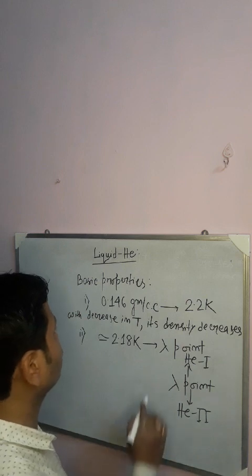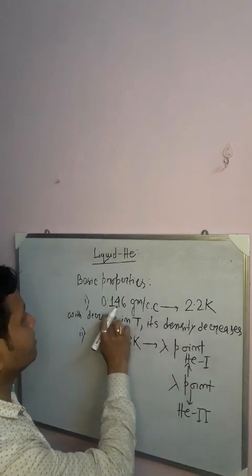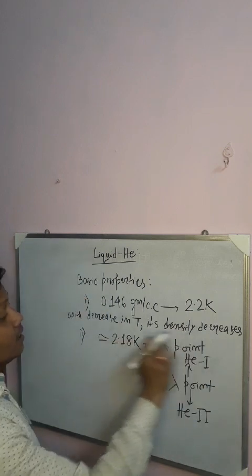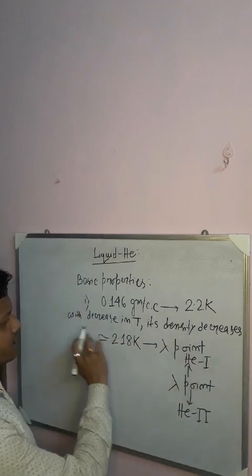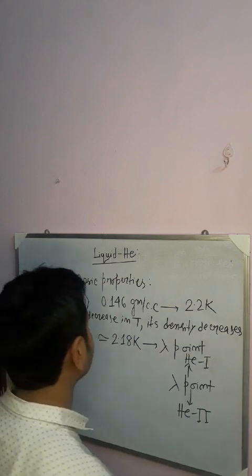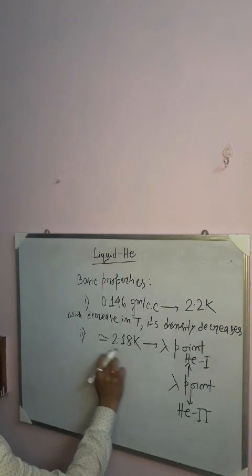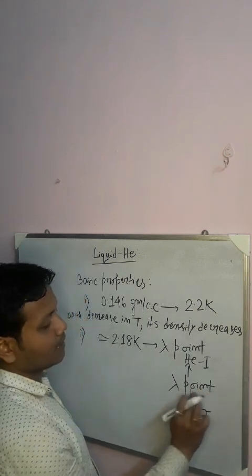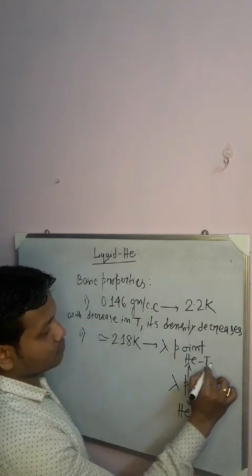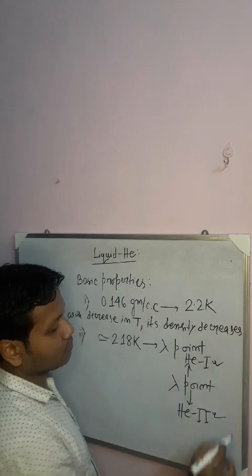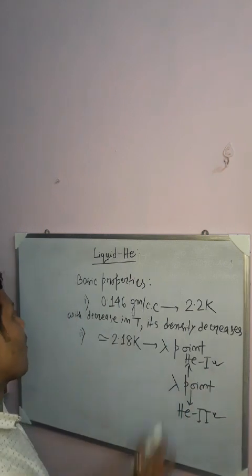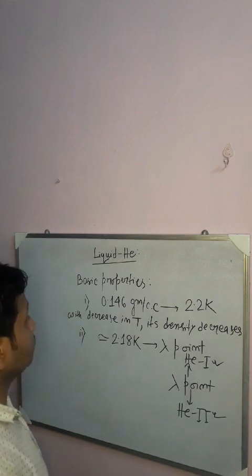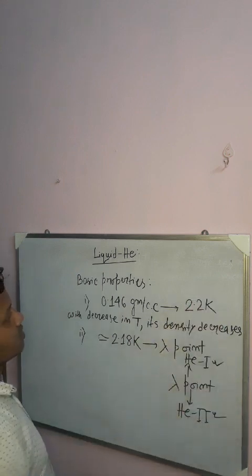So maximum density is this at the temperature 2.2 Kelvin, and with decrease in temperature, density decreases. And at 2.18 Kelvin, helium shows a transition. Above the lambda point it is called helium 1, and below it, it is called helium 2. So these are a few basic physical properties of liquid helium. You must remember these two.